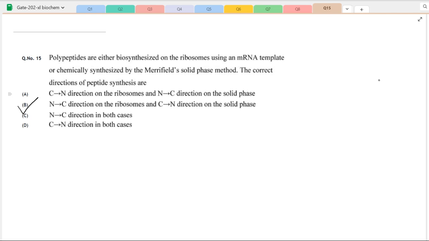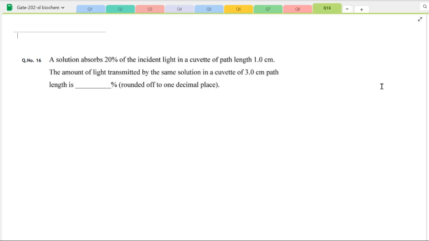So the correct option here is option B, wherein the ribosome-based synthesis is from N-terminal to C-terminal, whereas the solid phase-based synthesis is from C-terminal to N-terminal direction. Okay, moving on to the next question.